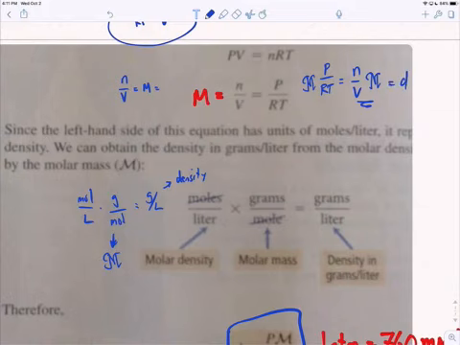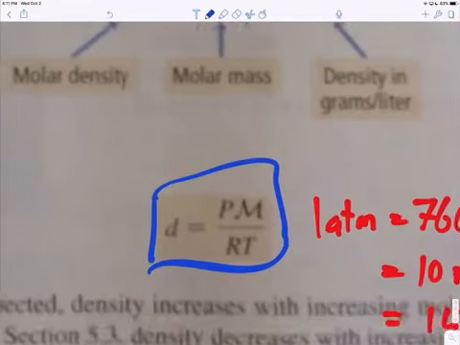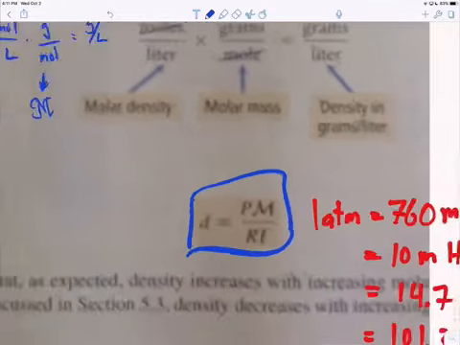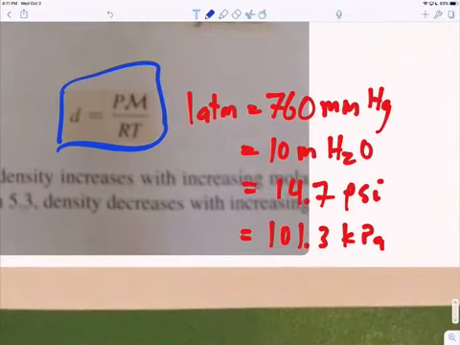So that means rearranging, density is moles per liter times the pressure over the gas law constant times the temperature. And that's how you get that equation right there. And before I get in there, let me talk about different pressure units.